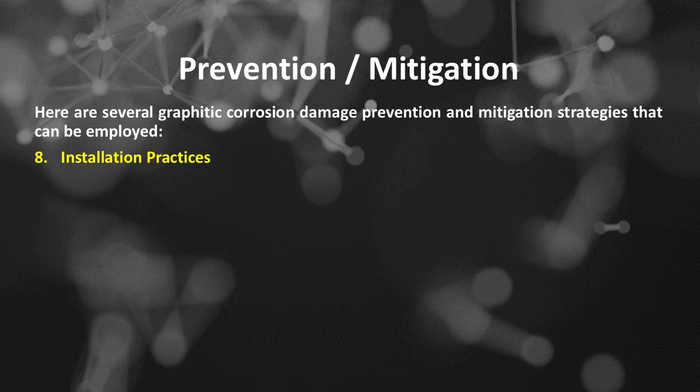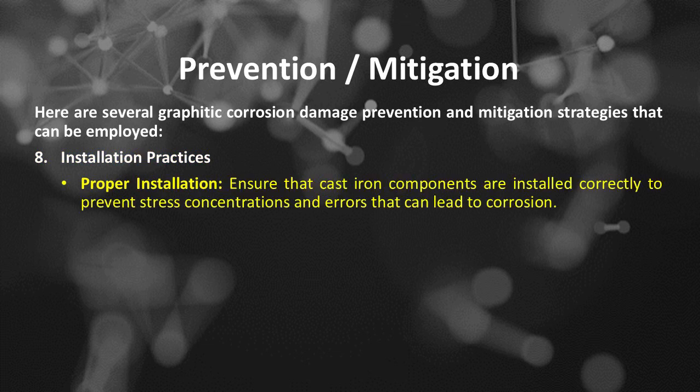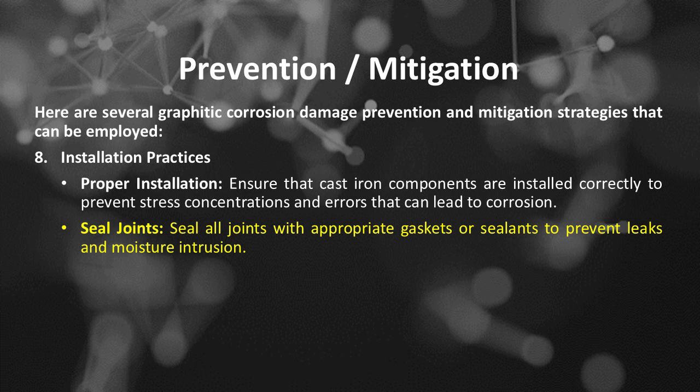Number 8 is installation practices. Proper installation. Ensure that cast iron components are installed correctly to prevent stress concentrations and errors that can lead to corrosion. Seal joints. Seal all joints with appropriate gaskets or sealants to prevent leaks and moisture intrusion.